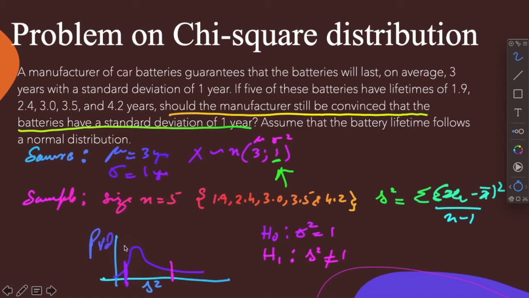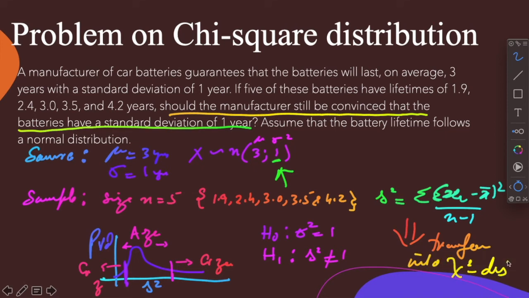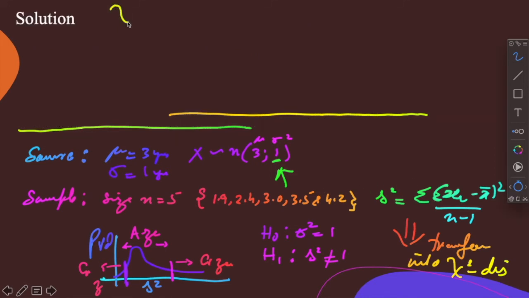So you have to define the acceptance zone and critical zone. The critical zone will be on both sides, and the acceptance zone will be in the middle. But before that, you have to transform into the chi-square distribution. When you transform into the chi-square distribution, you have to calculate chi-square for the sample. Chi-square for the sample will be n minus 1 times S square upon sigma square.